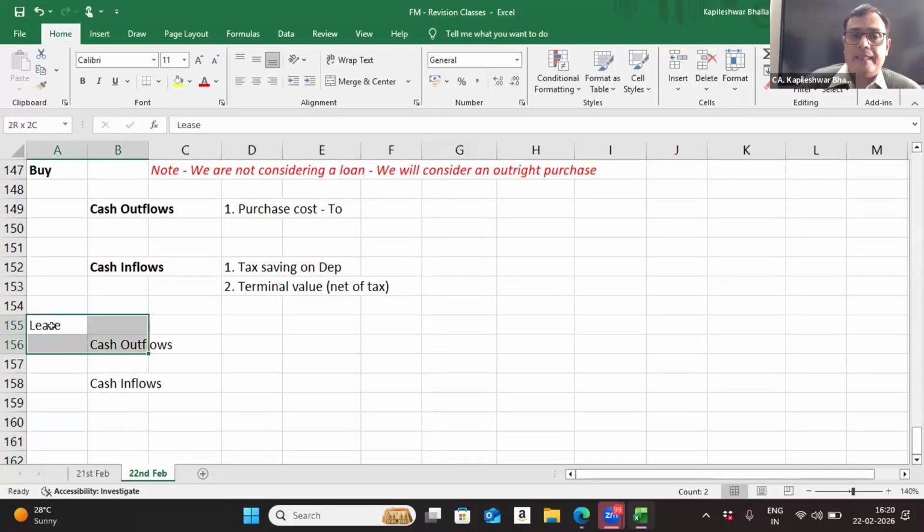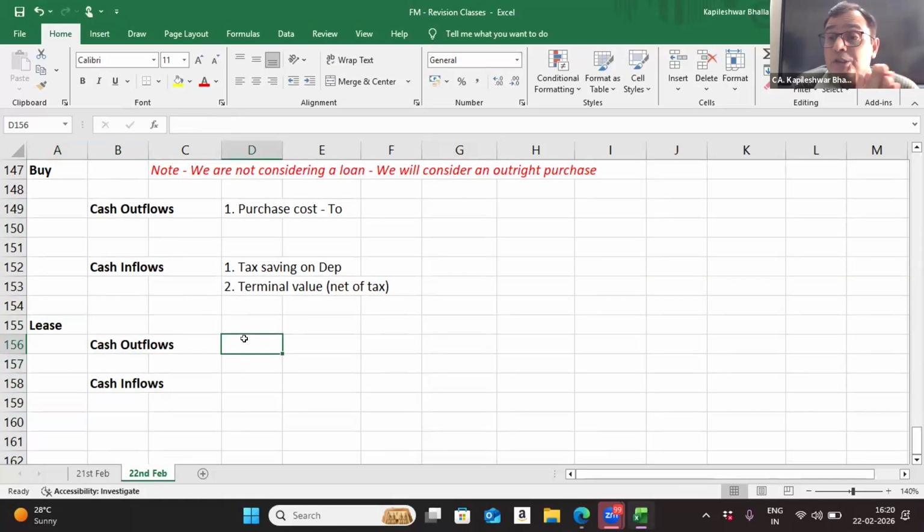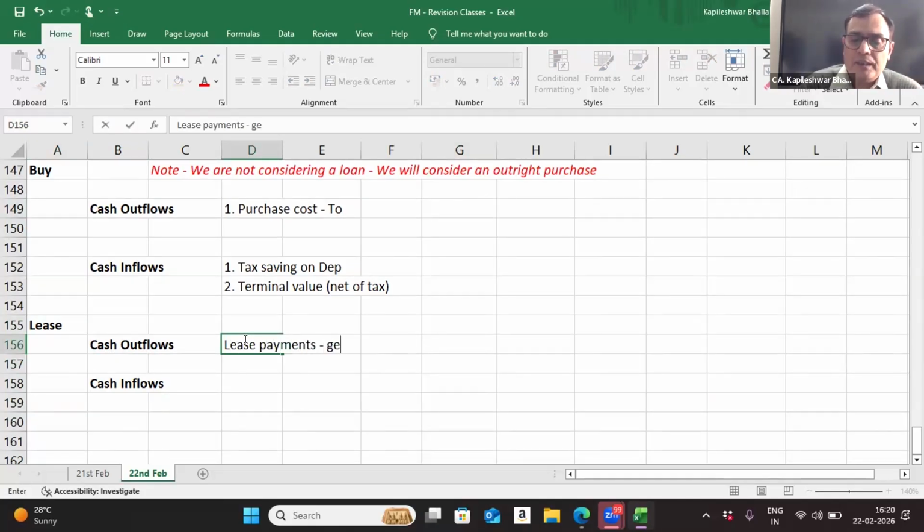So if you consider the cash inflows and outflows, the lease payments will be taken, and generally, unless mentioned otherwise, can I say the lease payments are always paid at the beginning of the year? So lease payments will be the outflow, generally paid at the beginning of the year.